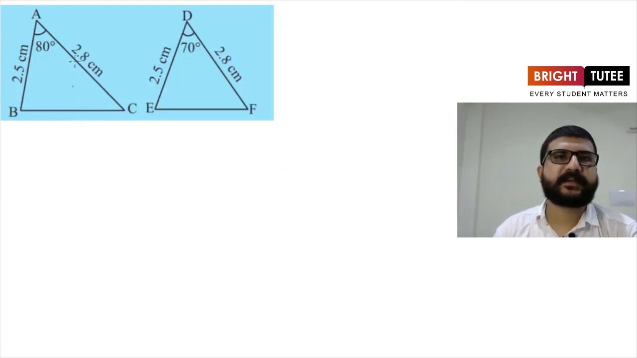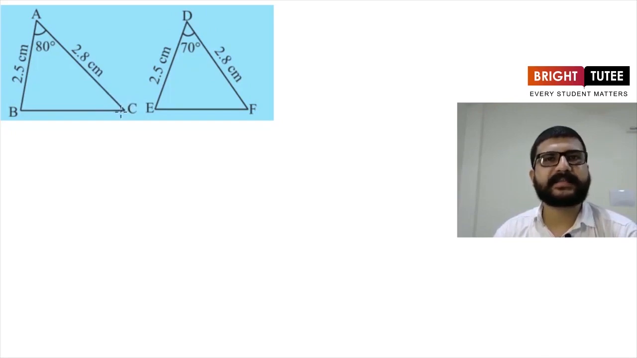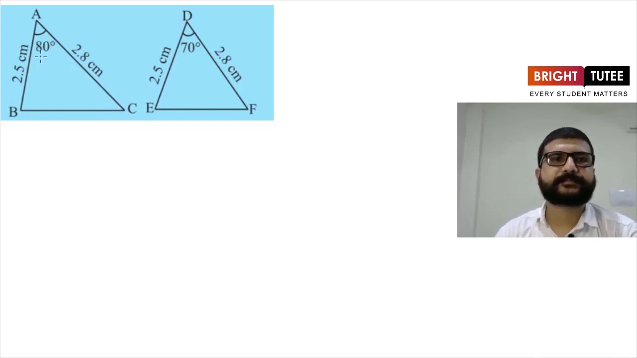Now let's see this question. Here two triangles are given, triangle ABC and triangle DEF. It is given AB is 2.5 centimeters and DE is also 2.5 centimeters. Here AC is 2.8 centimeters and DF is 2.8 centimeters. Here angle A is 80 degrees and angle D is 70 degrees. We have to tell whether these two triangles are congruent or not by using SAS criteria. And if they are congruent, then we have to write the congruency relation symbolically.